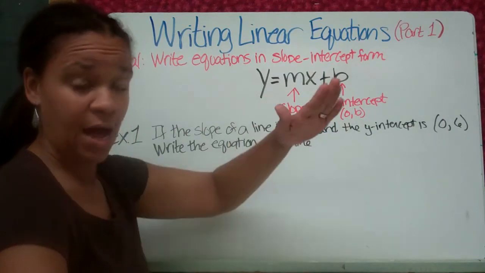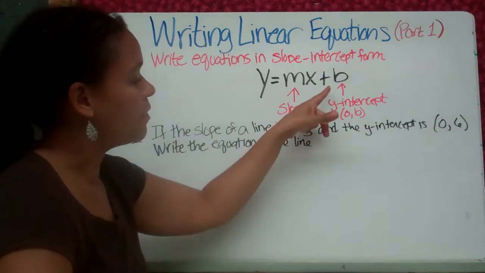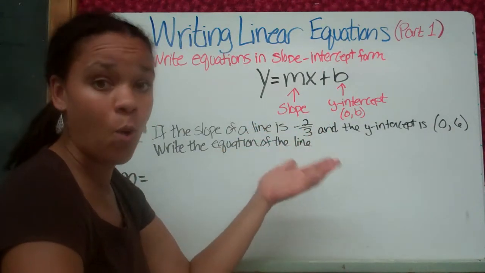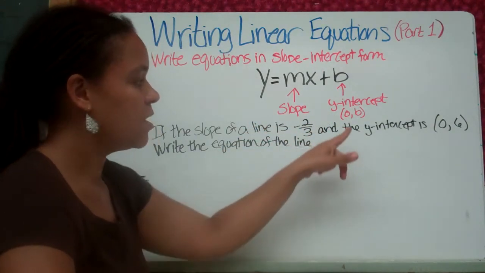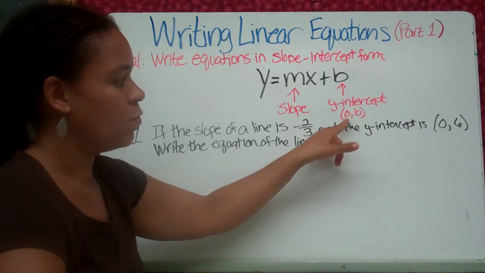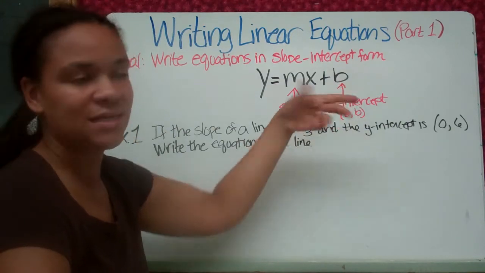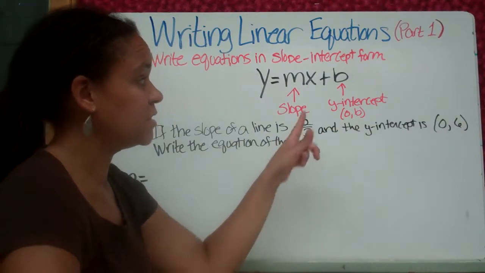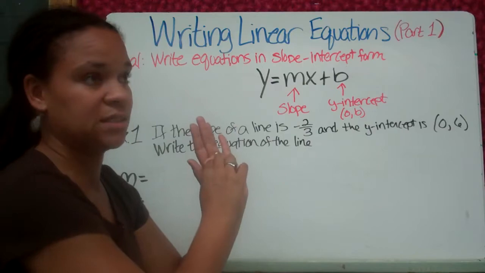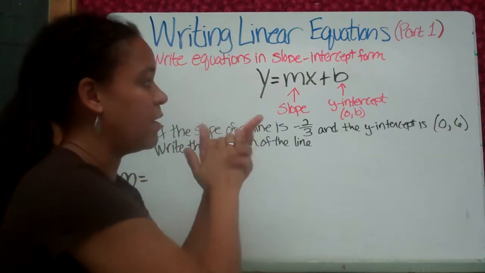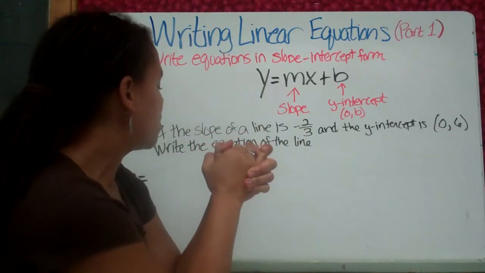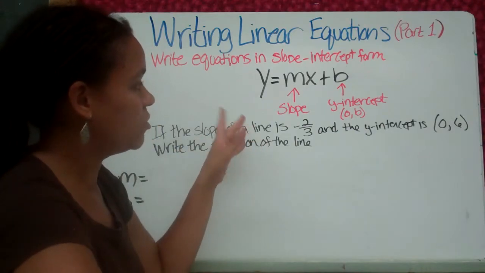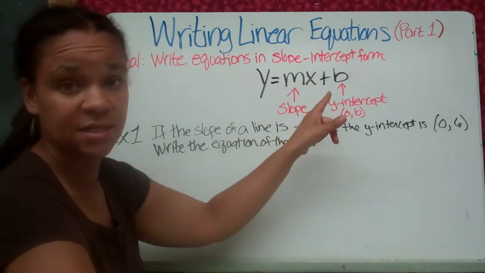This means m is how steep the line is, and the y-intercept is where it crosses the y-axis. So the ordered pair here would be (0, b). So if this said 7, then the ordered pair would be (0, 7). That means this line crosses where x is 0 and y is 7, so just straight up 7 on the y-axis. So we need to be able to write equations of lines in this form.